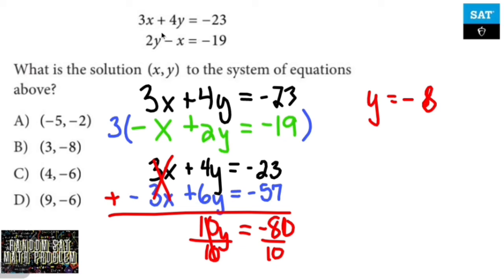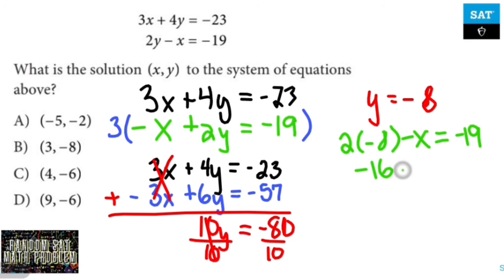You take one of the original equations, you plug in negative 8 for y. So it really doesn't matter which equation I use. I'll use, I don't know, the bottom one. 2 times negative 8 minus x is going to equal negative 19. 2 times negative 8 is negative 16. Negative 16 minus x equals negative 19.